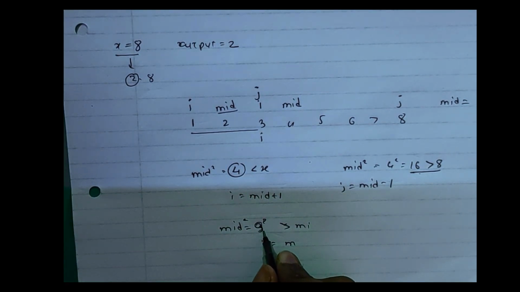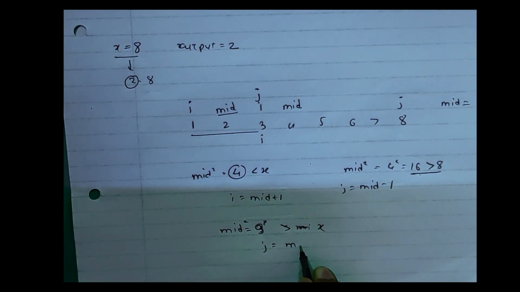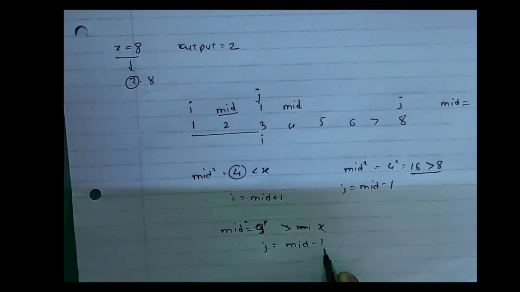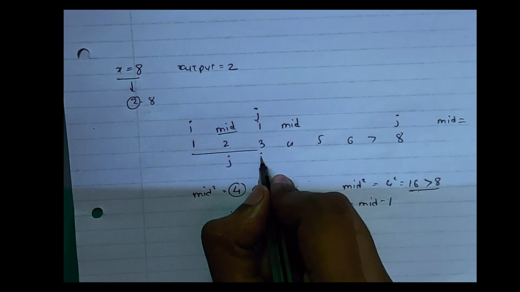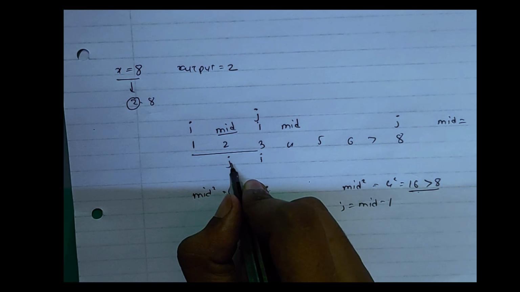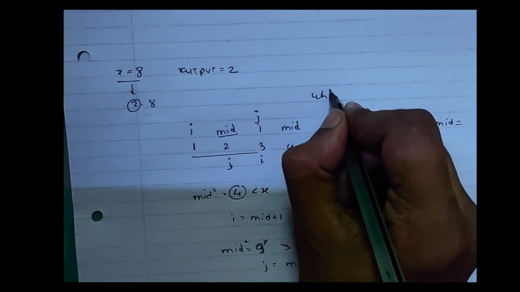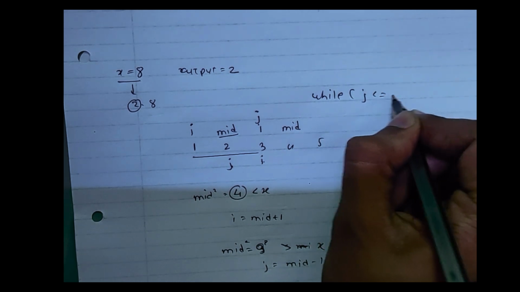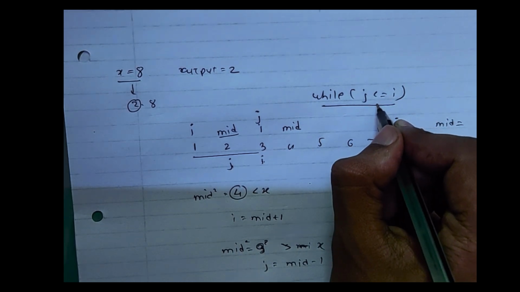So 9 is greater than x. So we will make j equal to mid minus 1. So j will come up to here. i is here, j is here, which means the value of j is less than the value of i. We will write a condition: while i is less than or equal to j.